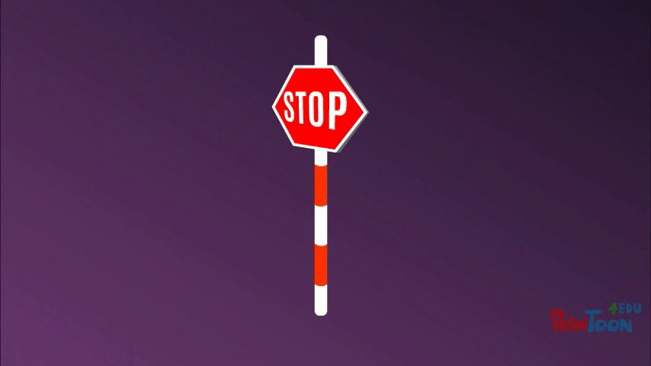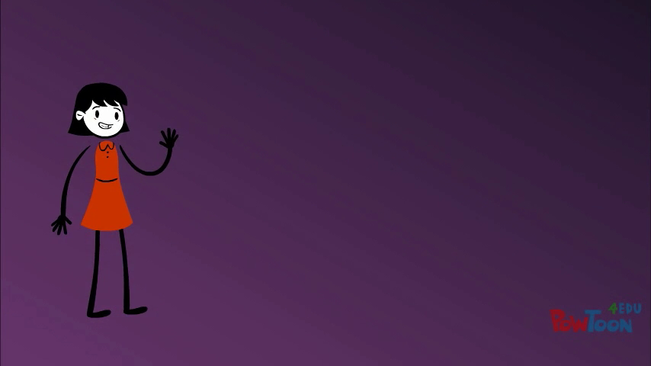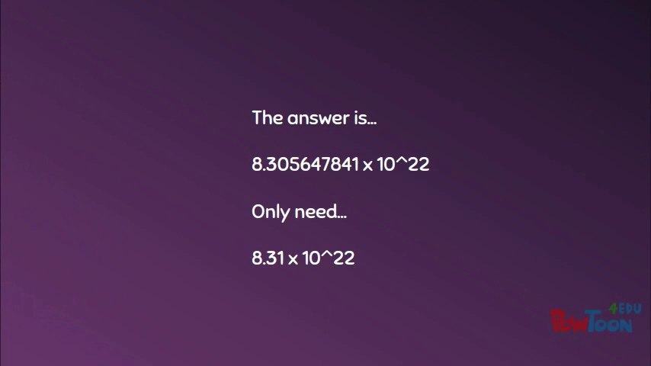Pause and enter it now. Welcome back. The answer is 8.3056 times 10 to the 22nd. You don't have to write all those numbers. You really only need 8.31 times 10 to the 22nd.